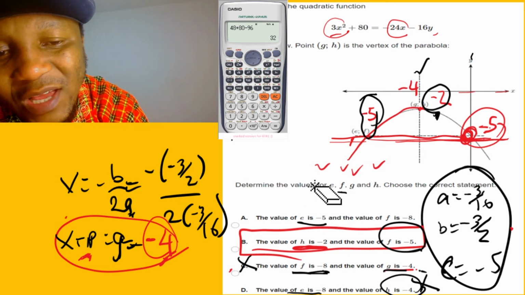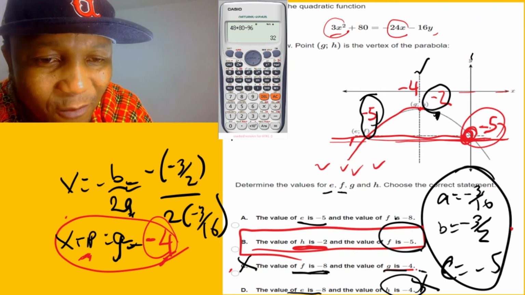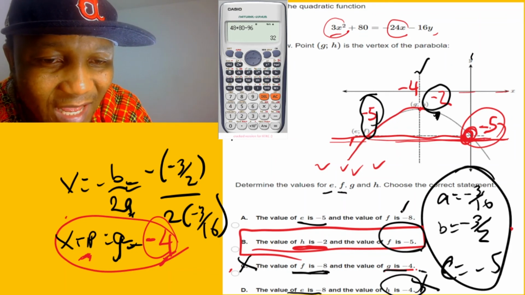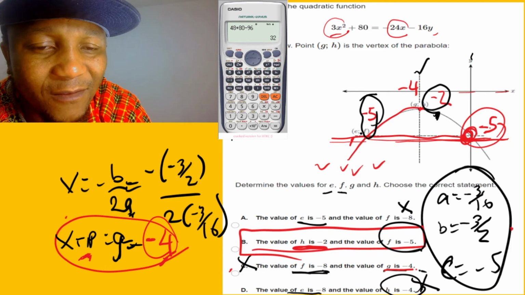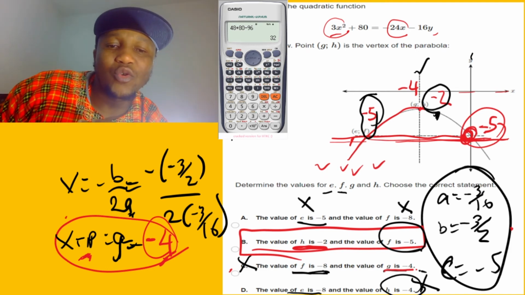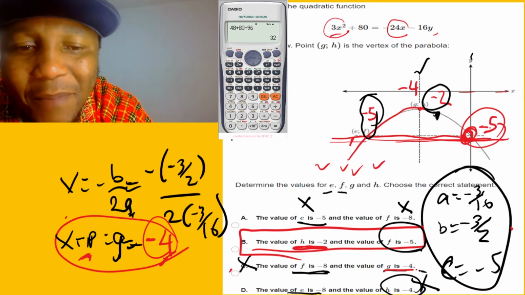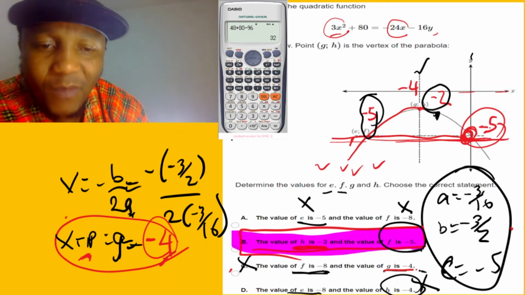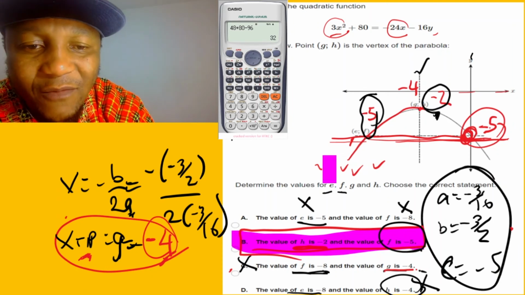We only know F equal to negative 5, so we cannot conclude. But if we go to F equal to negative 8, no, F is not equal to negative 8. F equal to negative 5. So this also is wrong. But let me just show you. So we know this is going to be our answer here. But let me show you how to get the value of E because we did not calculate E, so you get to learn. Okay, so now let's calculate the value of E.